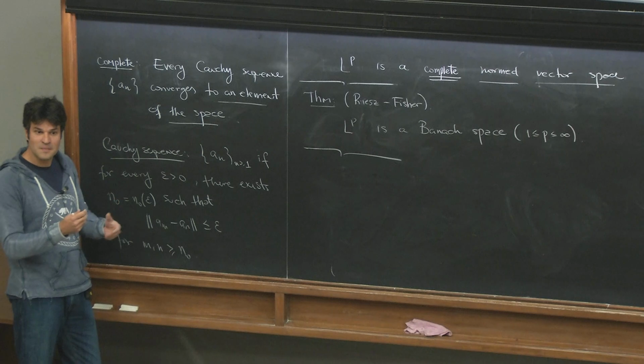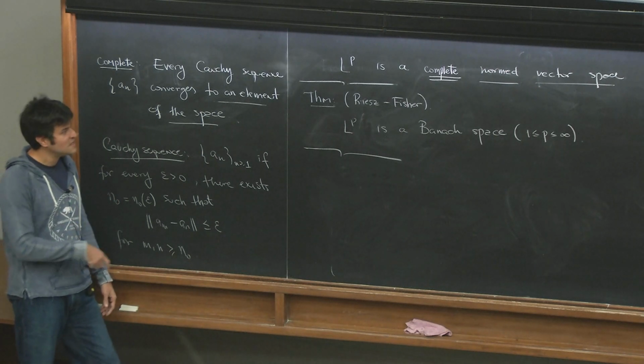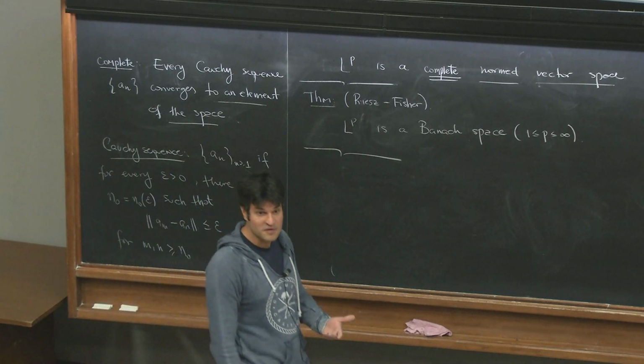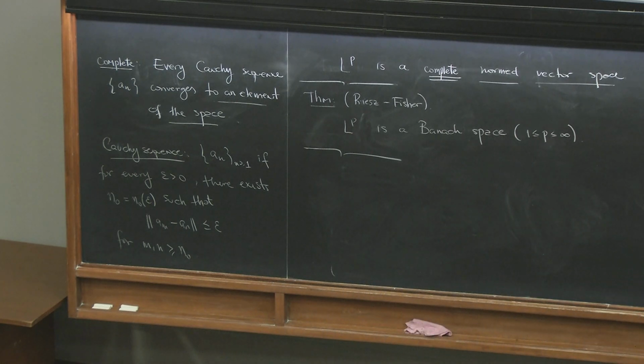And so the limit is an irrational number. The limit will leave the space, you know? It's not going to be an element in your space. So the rational numbers are an example of a normed vector space that is not complete. The real numbers, on the other hand, are an example of a normed vector space that is complete.